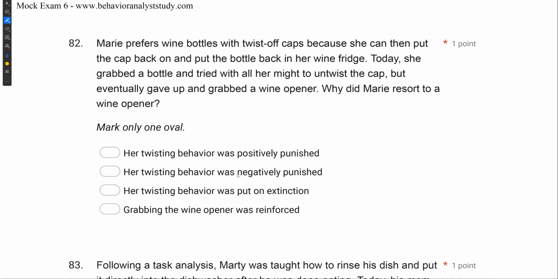Question 82. Marie prefers wine bottles with twist off caps because she can put the cap back on and put the bottle back in her wine fridge. Today, she grabbed a bottle and tried with all her might to untwist the cap, but eventually gave up and grabbed a wine opener. Why did Marie resort to a wine opener?